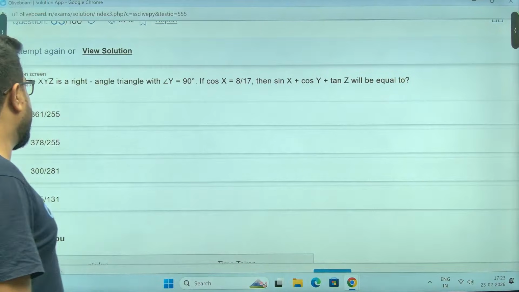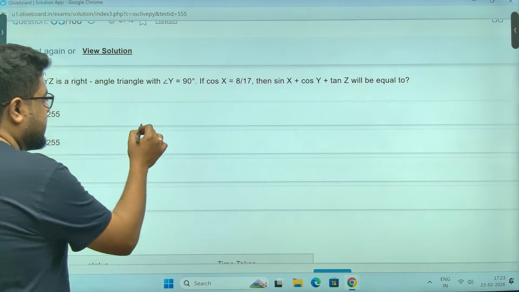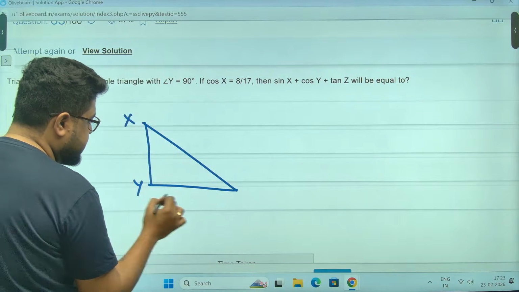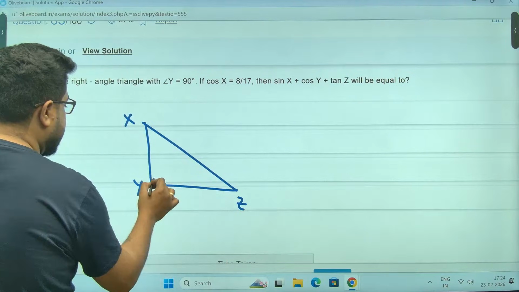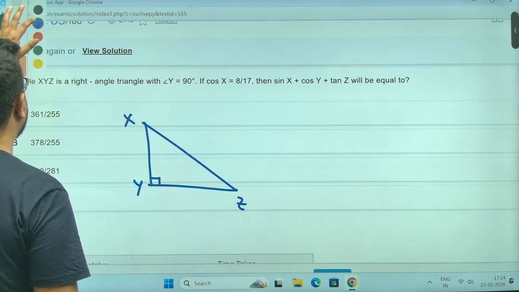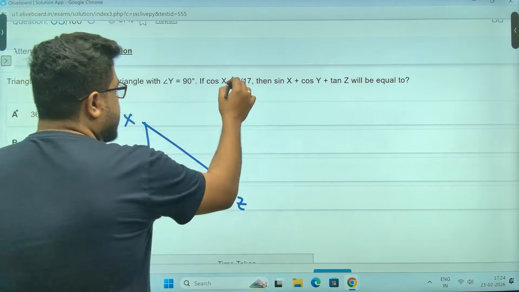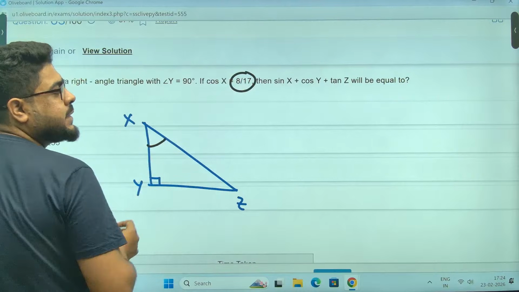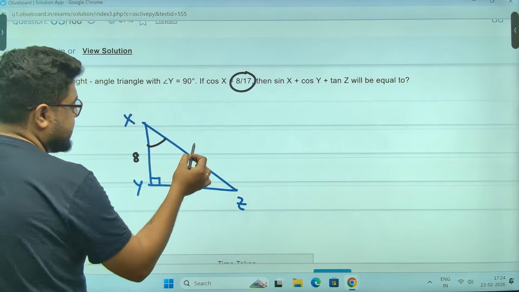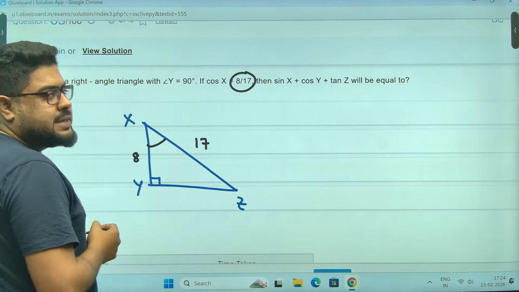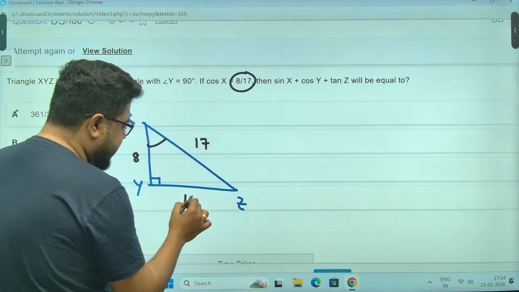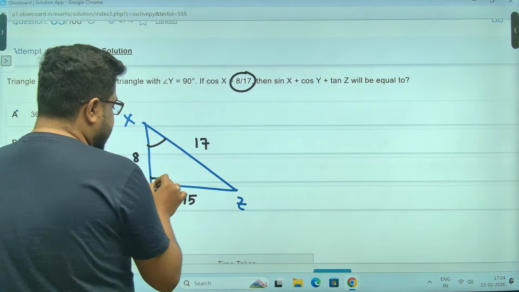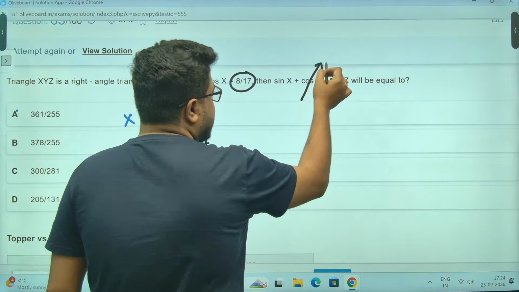Next one, please. Triangle XYZ, right-angled at Y. Cos X is 8 by 17. Meaning this is 8, this is 17, so this must be 15, sir. Triplets. Find out cos Y, cos 90, it is 0.